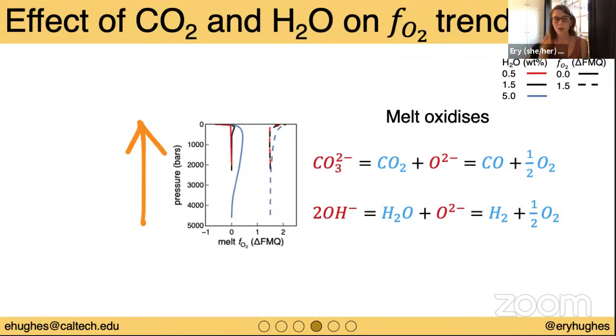And that's because when carbonate and hydroxyl ions degas, they form carbon dioxide and water in the melt. And these two species disproportionate to form carbon monoxide and hydrogen. And this is accompanied by the release of oxygen. So this is causing oxidation of the system. The magnitude of this effect depends on how much of the species is exsolving, but also the initial oxidation state of the system. But the background will always be that the melt will oxidize when these two species degas.